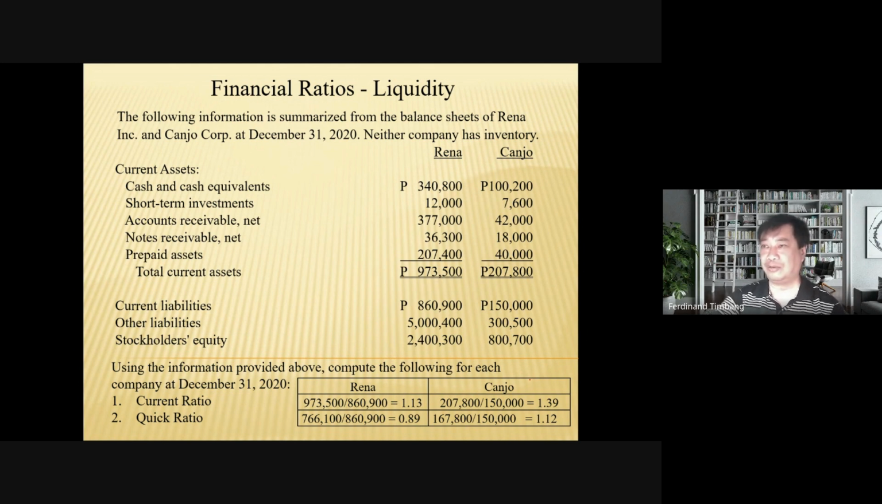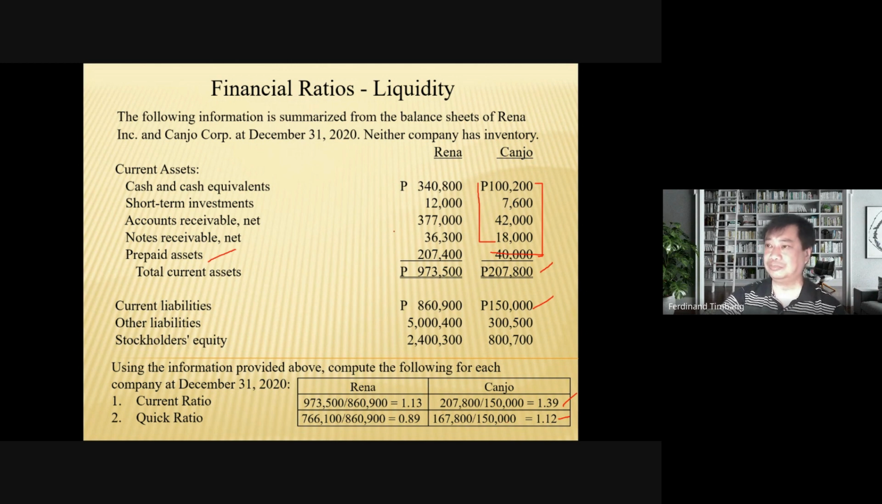So, for Kanjo, we have the total current assets, ito. Ito pa yun, bale, di ba? Kaya pati mga prepaid kasama pa. So then we have the current liabilities. Ito. So it's 1.39. Okay? Tapos pagdating dito, which is a quick ratio, kukunin lang natin yung hanggang dito. Okay? So ito tinanggal na natin. So that's why it's 167.8, then 150, so it's 1.12.